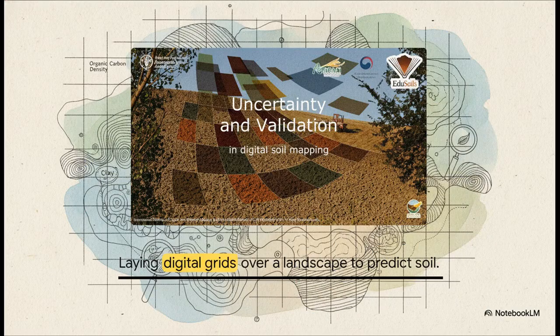Imagine taking a giant mathematical grid and just laying it directly over a really complex, bumpy physical landscape. That's essentially what we're doing here. Our entire goal is to predict soil properties, things like organic carbon density or, say, clay content, at all those specific grid locations where nobody actually went out and took a physical measurement.